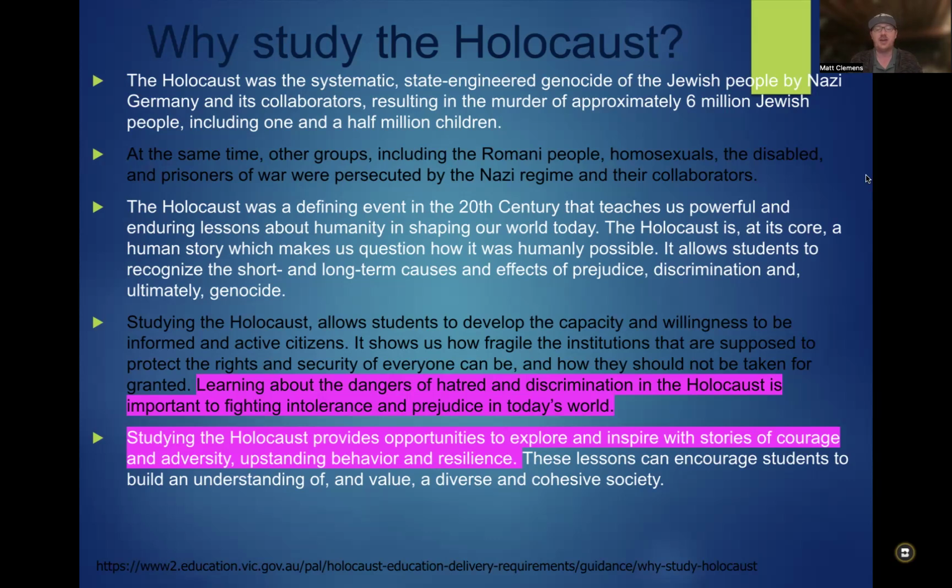Learning about the dangers of hatred and discrimination and the Holocaust is important to fighting intolerance and prejudice in today's world. Studying the Holocaust provides opportunities to explore and inspire with stories of courage and adversity, upstanding behavior, and resilience. These lessons can encourage students to build an understanding of and value a diverse and cohesive society.